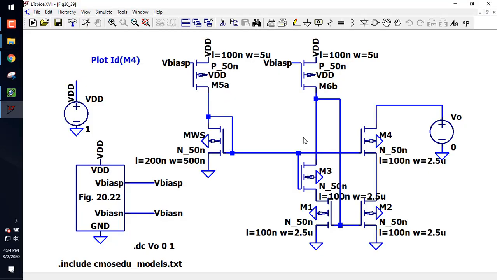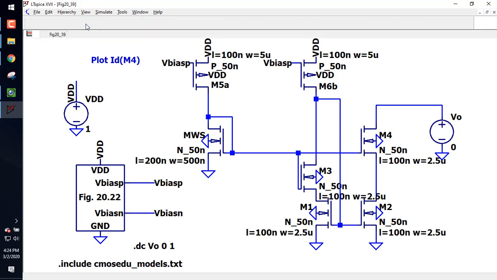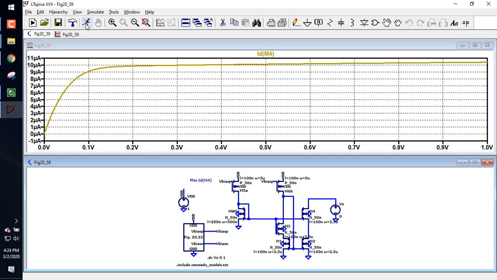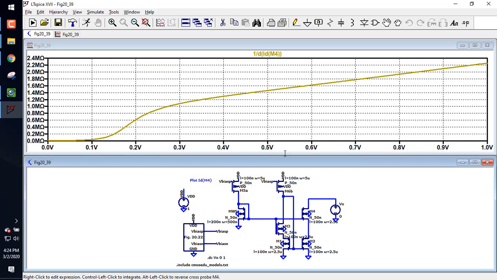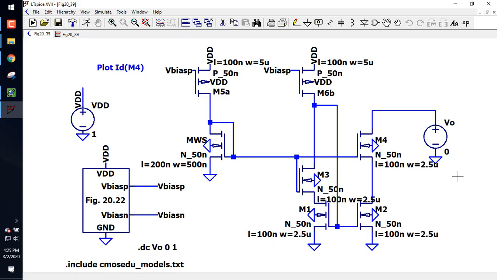Which I think is just moving the... let's just hit run. And then let me find the output resistance, which would be 1 divided by the derivative of that. And you see the 1.6 meg. Everybody good? All right, so now let me show you what I can do just to prove that this works.